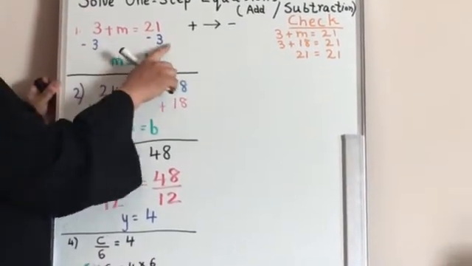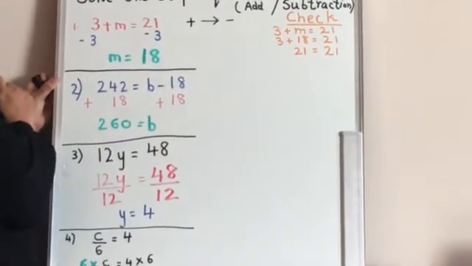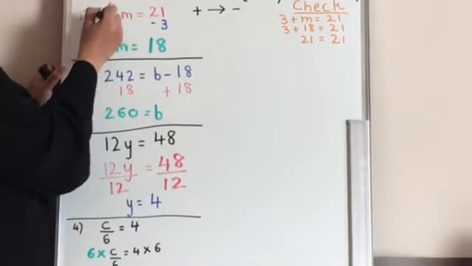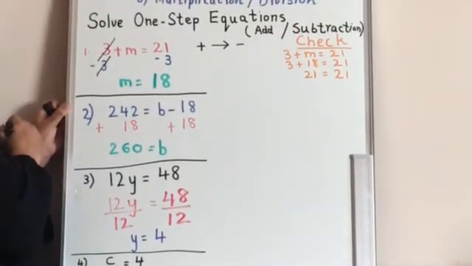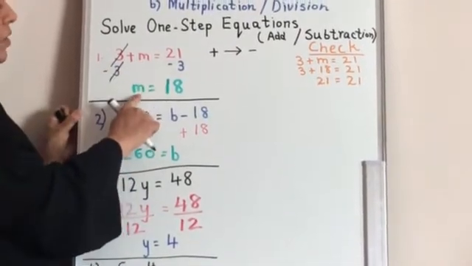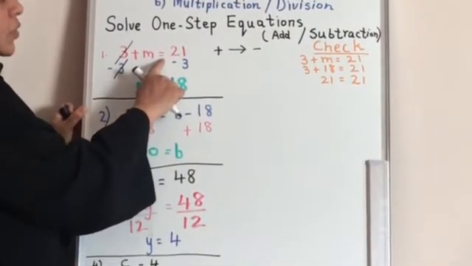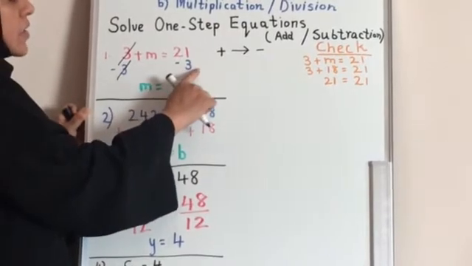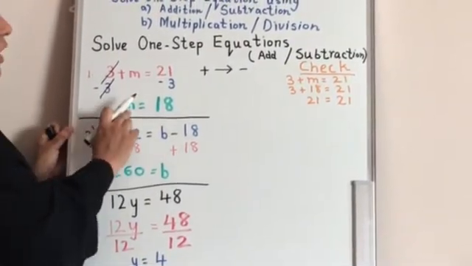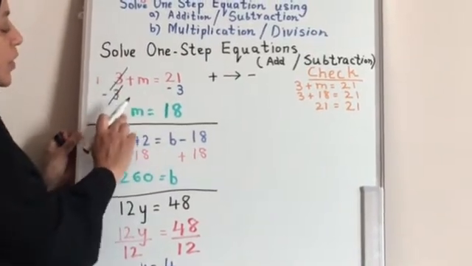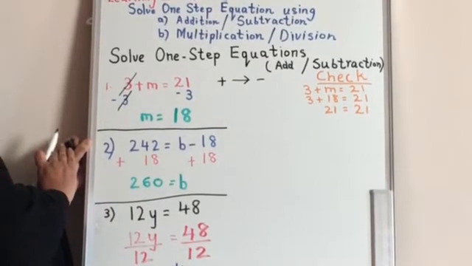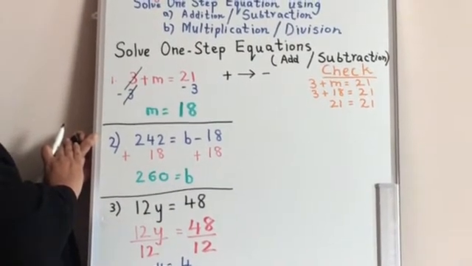So I minus 3 from both the sides. 3 minus 3 cancels off. It becomes 0. m remains equal to 21 minus 3, which is 18. So the solution of my equation is m equals 18. The value of the variable m is 18.